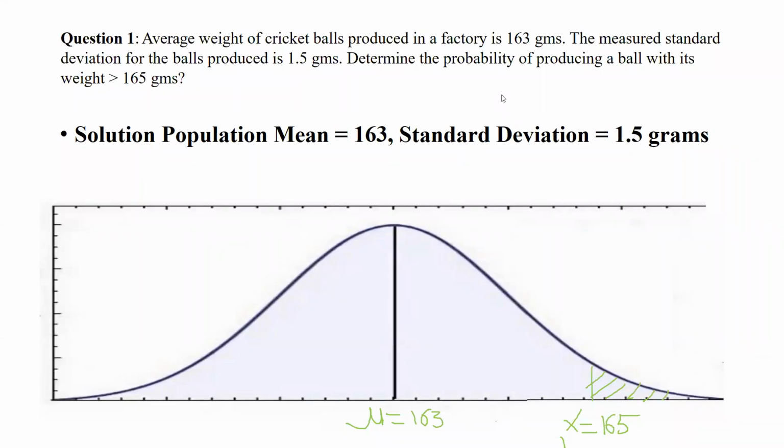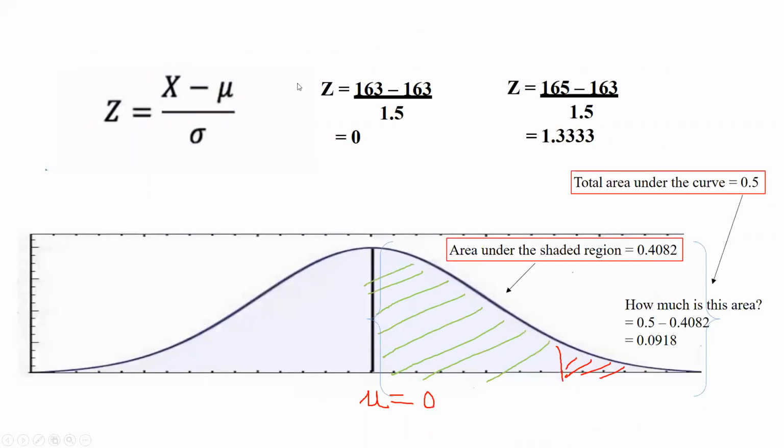Hi everyone, let's begin one important problem where we will find the solution. I have already discussed the empirical rule with you. We are going to apply the empirical rule here, and after that we will try to get the solution for the probability of producing a ball with its weight greater than 165 grams. So what is our problem?